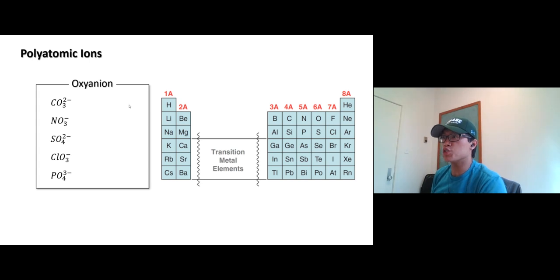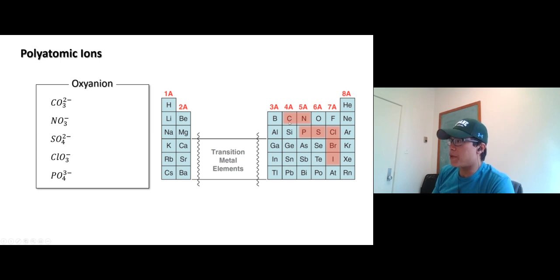All right, so let's move on to more compounds. This one we call polyatomic ions, which are groups of atoms with charges. If you look at the periodic table, the following can form polyatomic ions. In this case, we call them oxyanions because they combine with oxygen.